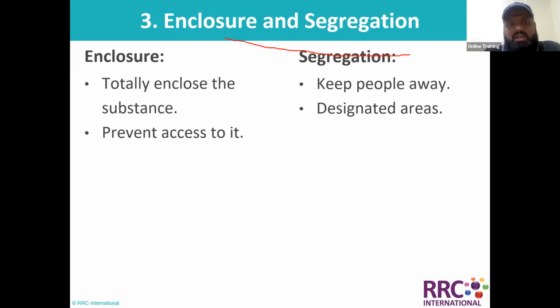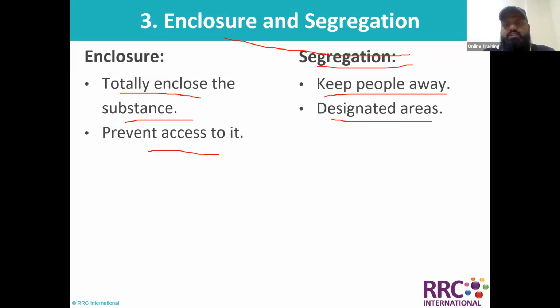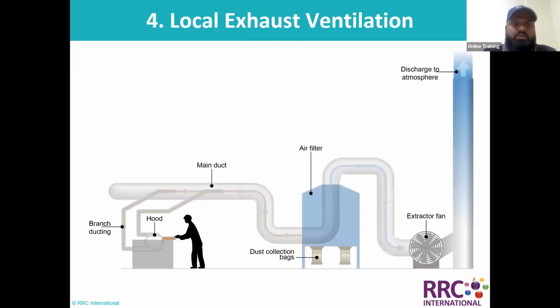Next is enclosure and segregation. If we have a hazardous chemical, we can enclose it, totally enclose the substance, prevent access to it, or prevent the people from getting access, in either way. The chemical can come over there, or the people can reach over there. Only the authorized people should be assigned to go over there, and only when extremely required, for example. And then segregation, keep people away. Designated areas should be defined so that we can segregate the people. And then local exhaust ventilation.